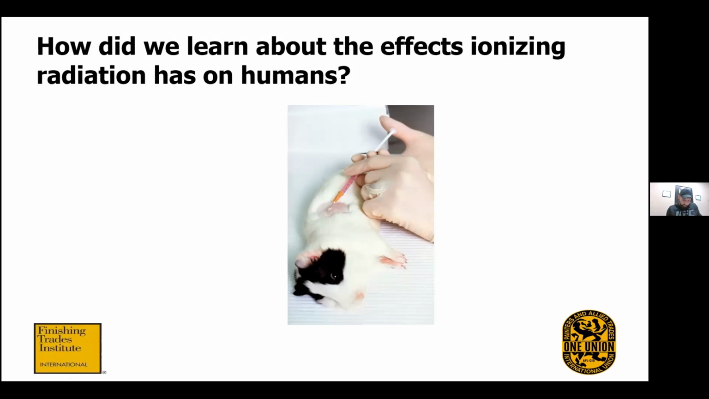Testing on animals, for example? Yep, testing on animals, that's one. And what's the other one? Autopsies? Yeah, people. Reports on people who've been exposed. Yes, exactly. So unfortunately, we're the guinea pigs. Man, that sucks. Even today, it still works out that way, where workers are the guinea pigs.